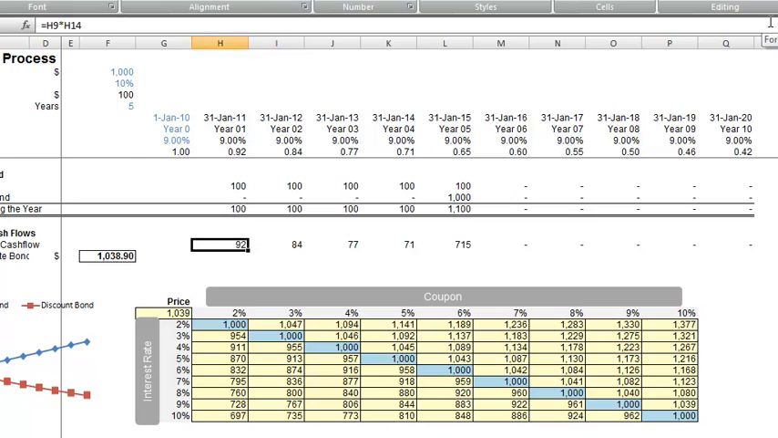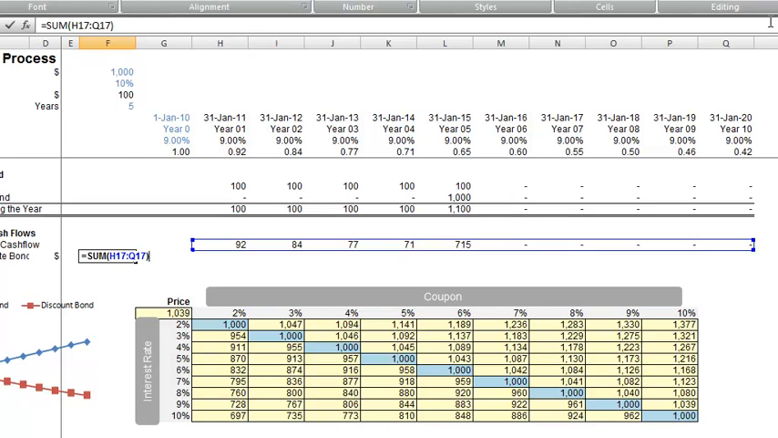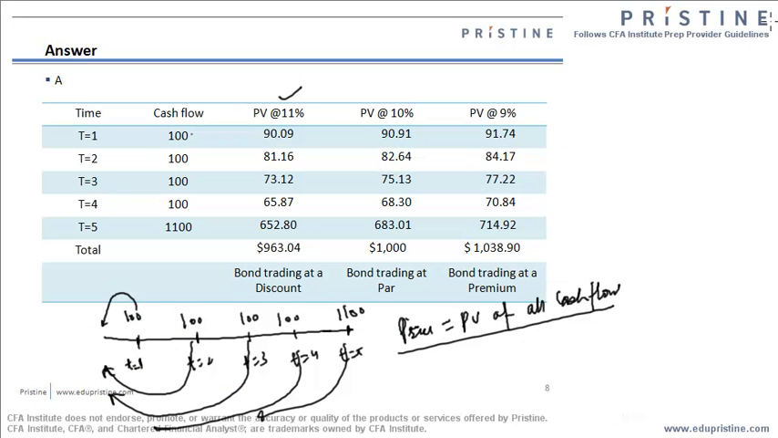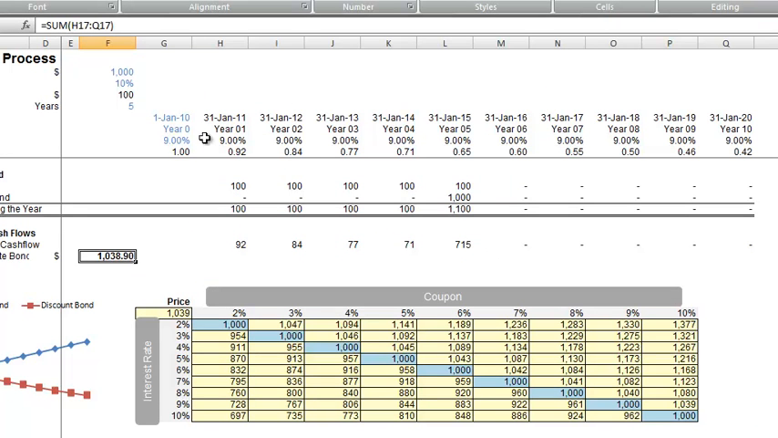Alright. So the sum of all these present values would be the price of the bond. So it becomes 1038.9. So in our case, using the calculator, we were getting 1038.9. Now if I change this interest rate to 10%, the price becomes exactly equal to the face value. And now if I change this interest rate to 11%, the price will fall. So it becomes slightly lower than $1,000, right?